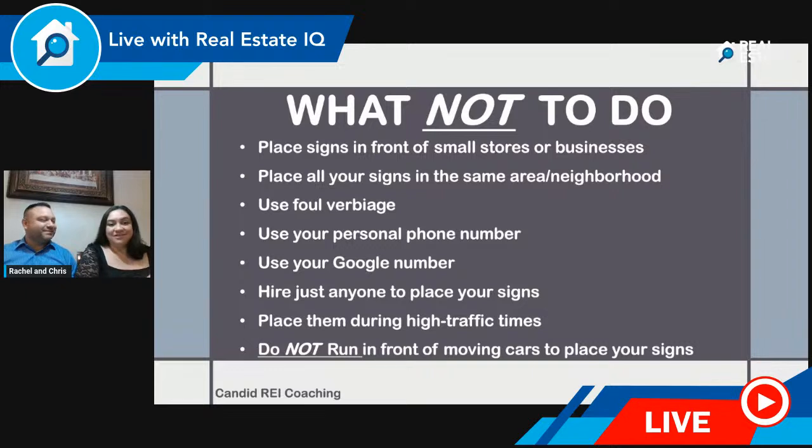Do not use foul language. I don't think it would be great for a little kid to say, "Oh, mommy, daddy, what's that say?" So watch what you put on it.